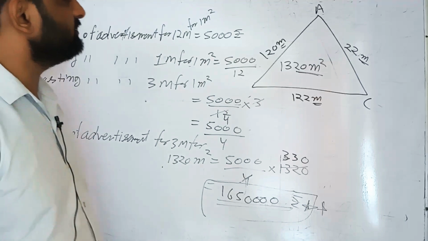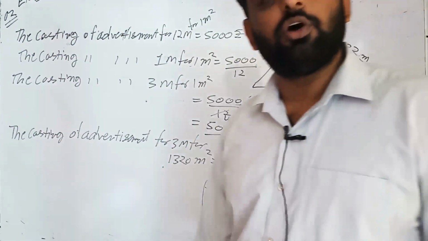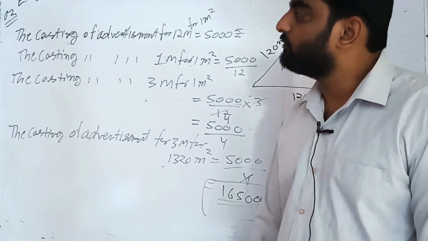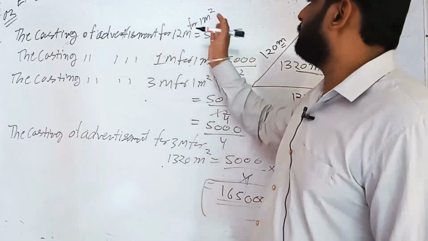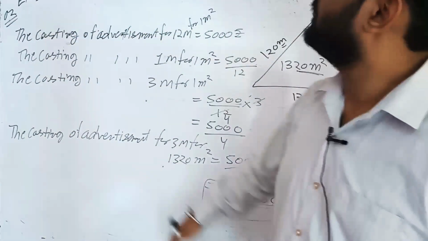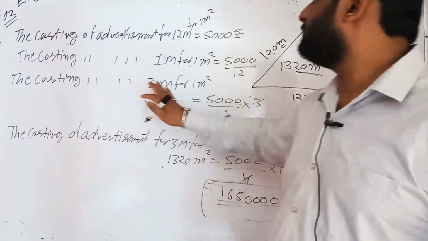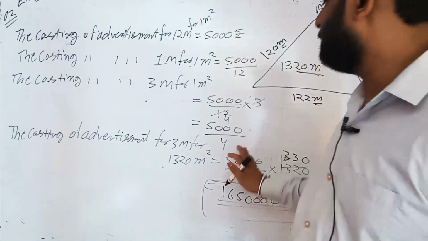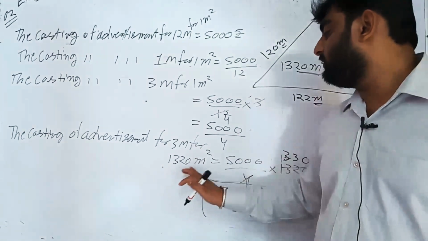So in this question, we are required to find the cost of advertisement for 3 months for this hoarding. We write the cost of advertisement for 12 months for 1 meter square, that is 5,000 rupees. The cost of advertisement for 1 month is 5,000 upon 12. The cost for 3 months for 1 meter square is 5,000 upon 12 into 3, that is 5,000 upon 4. The cost of advertisement for 3 months for 1320 meter square.